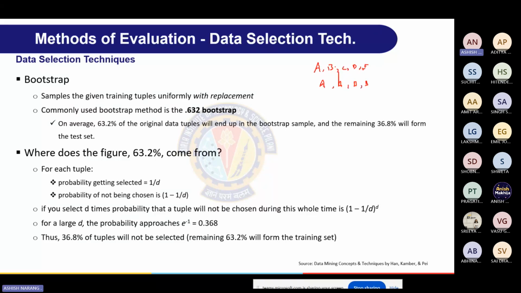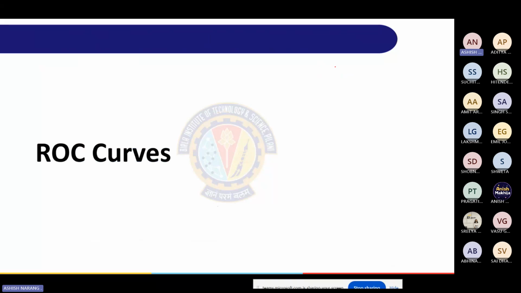That's all about bootstrap. Right now we are going to start an important topic, ROC curves. We've talked about true positives, false positives, false negatives, and true negatives. Now, can somebody quickly tell me what these terms are? A quick answer. What are true positives?